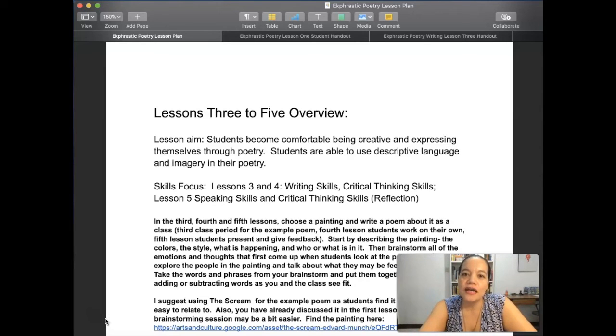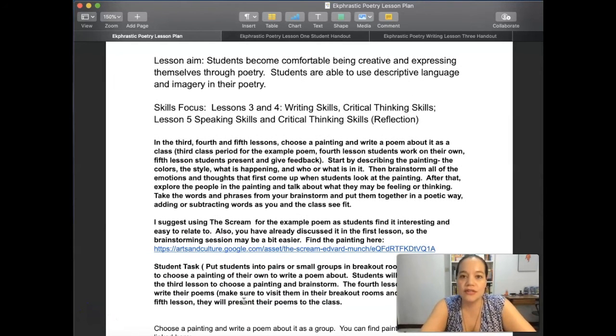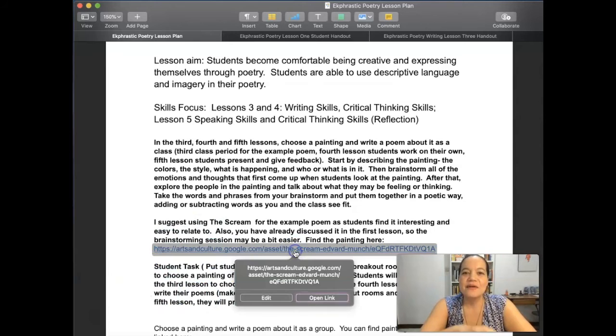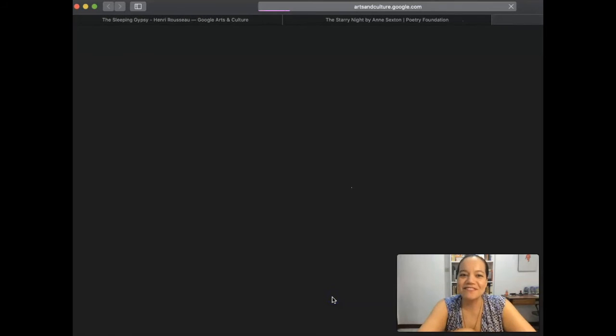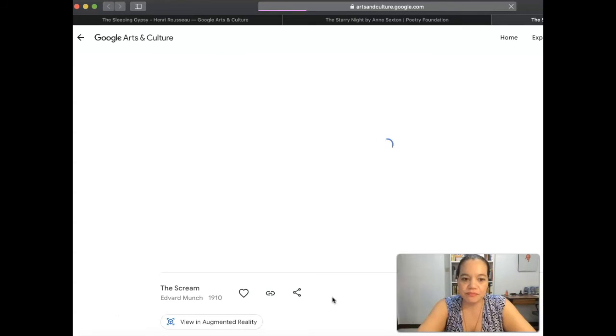Okay, so in lesson 3, you will be working together with the students to write a poem together as a class before splitting them into groups to start working on their own poems. So I do suggest using the Scream for the example poem because I find that it is a painting that students find very easy to relate to, especially these days, because, well, you'll see. If you're not familiar with the Scream, well, I'm sure you're familiar with the Scream.